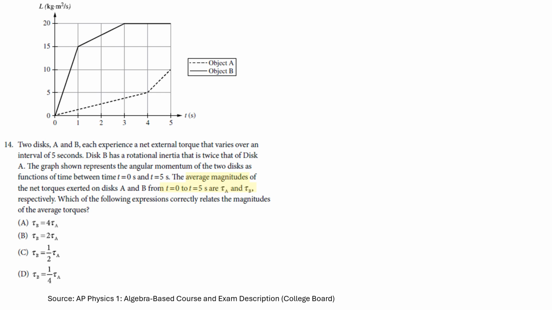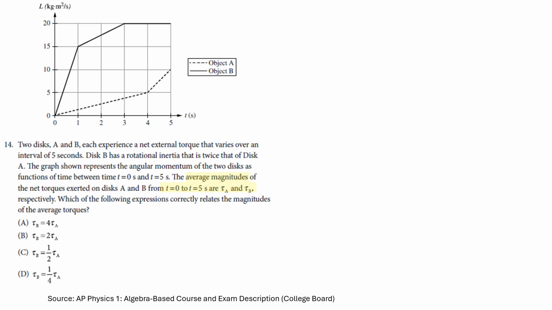Speaking of the next example, this one also comes from that public document, the course and exam description. And in this question, you have two disks that are experiencing an external torque over the 5-second time interval of the graph. We're told that disk B has a rotational inertia that is twice that of disk A. And then we're told, oh, no, sorry, that doesn't matter. We're told that the magnitudes of the net torque on the disk from that time are tau A and tau B, and we're supposed to come up with a relationship that relates tau A and tau B, more specifically tau B in terms of tau A.